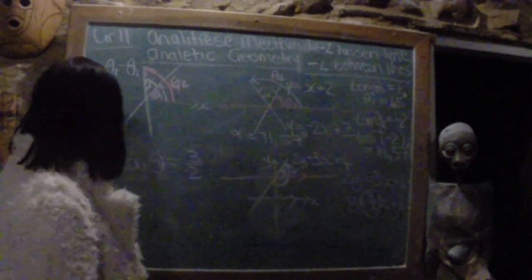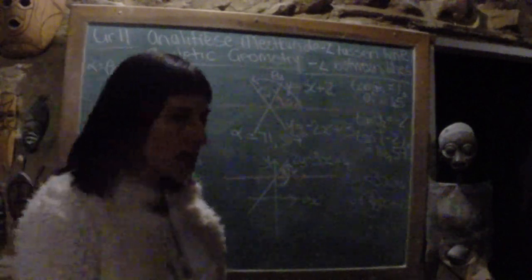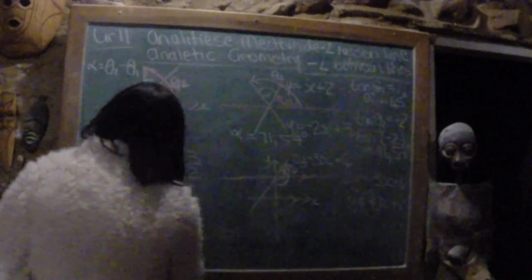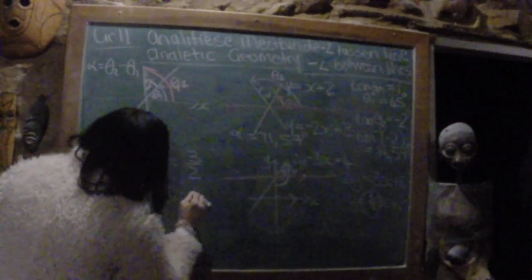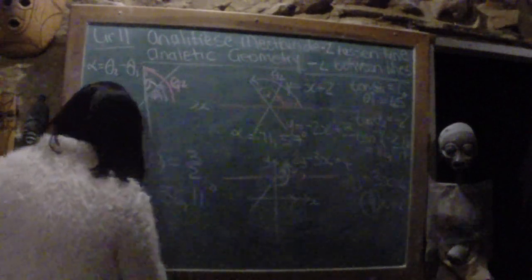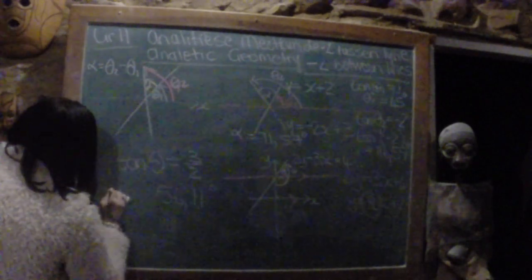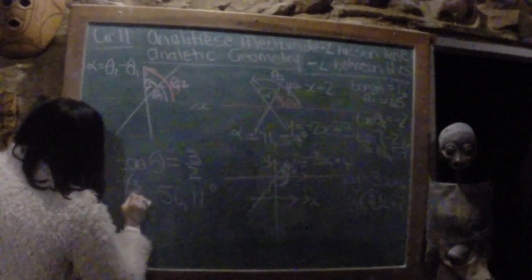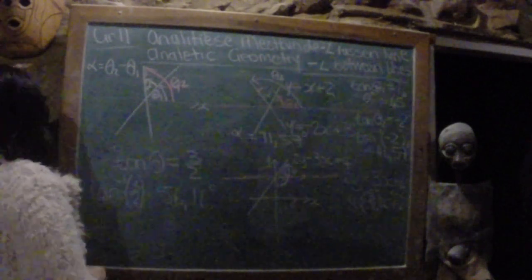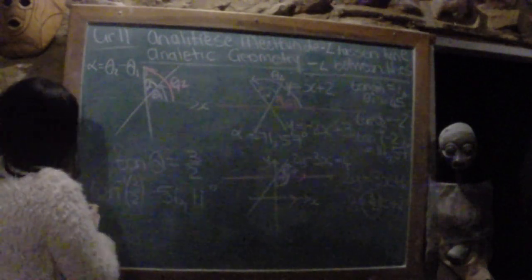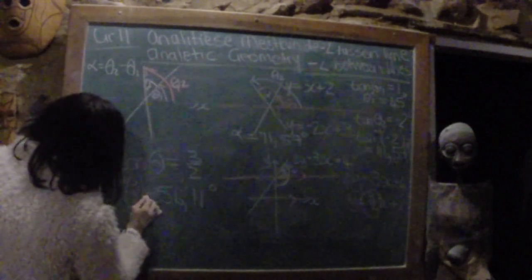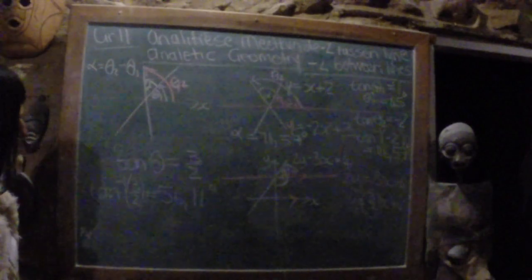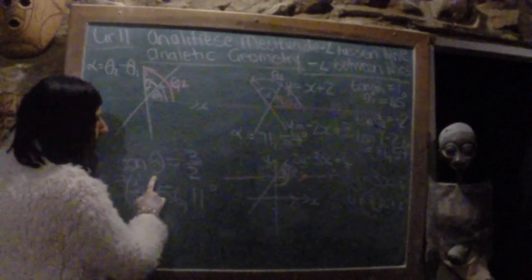So when I determine my inclination angle now of 3 on 2, theta is going to be 56,11 degrees. How do I do that? Sit jou sakrekenaar in reverse mode en kry die inverse van tan 3 op 2. Okay. So now that's 56,11 degrees. That's the value of theta.